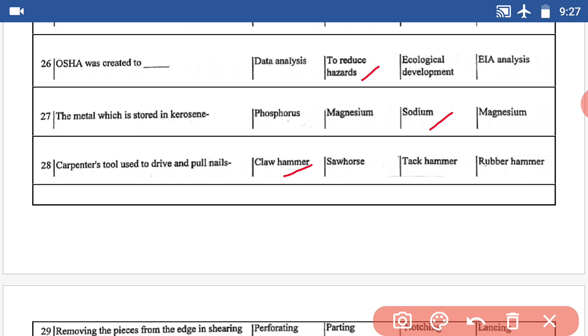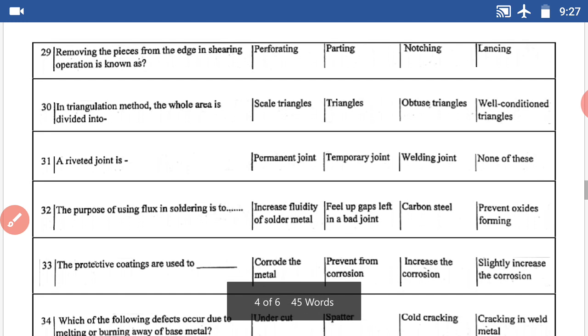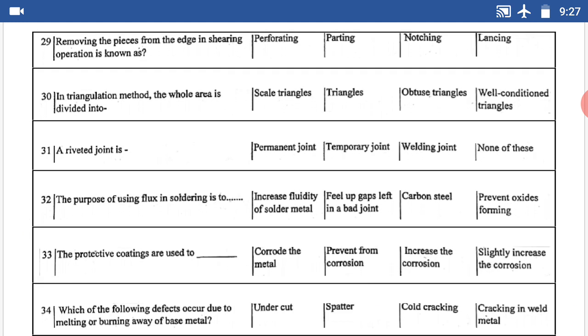Question number 29. Removing a piece from the edge in a shearing operation is known as dash. This question's answer: notching. Option C is the correct answer. Notching.